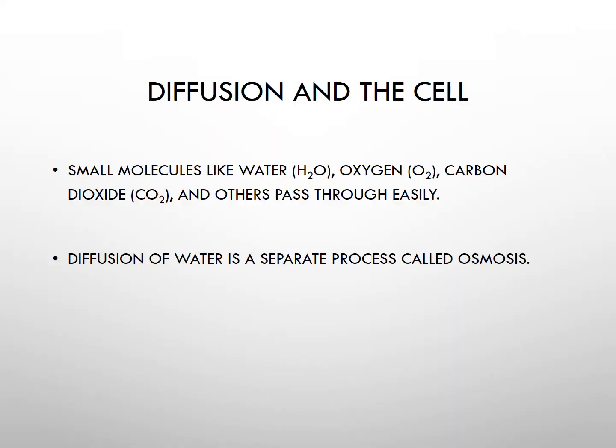So as I mentioned, some things can get into and out of the cell fairly easily. Small molecules like water, believe it or not, even though it is polar, and dissolved gases like oxygen and carbon dioxide, can pass through the membrane fairly easily. The diffusion of water across a membrane is actually defined by another word. We call that osmosis. We often consider the diffusion of water as a separate process called osmosis, and that's a concept that you'll work on in lecture class, but not in lab this week.